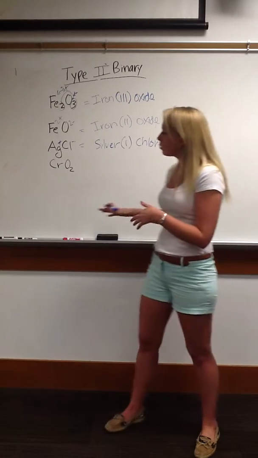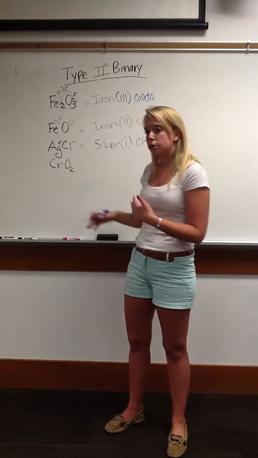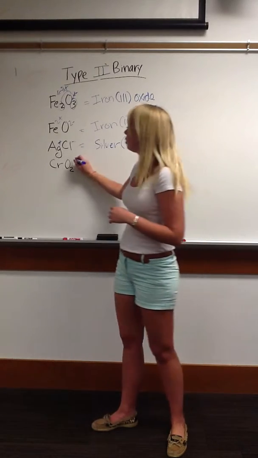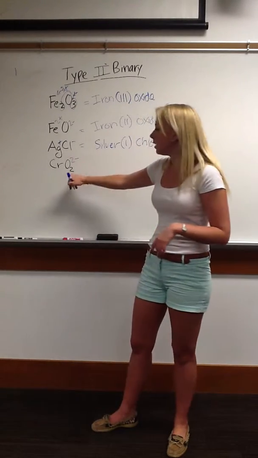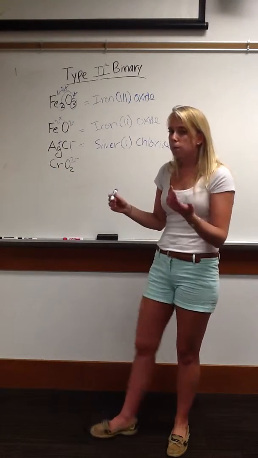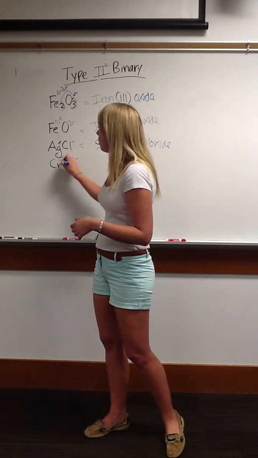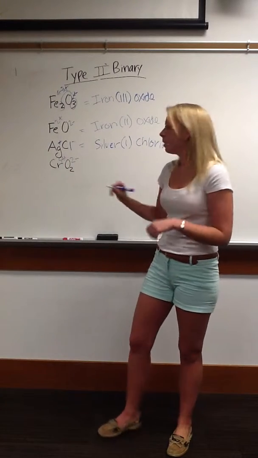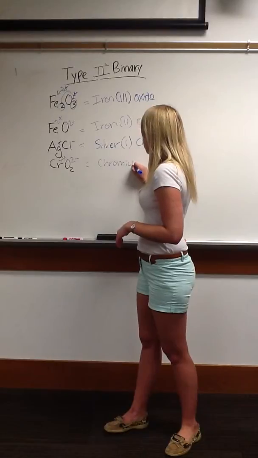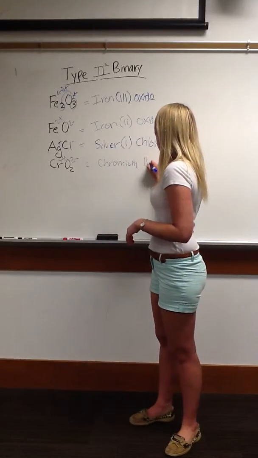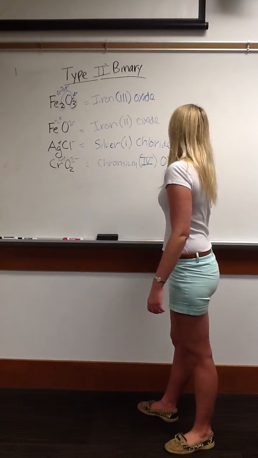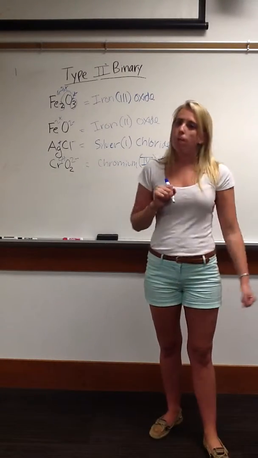The last one is CrO2. This one's a little weird. Oxygen has a 2- charge, and we needed 2 of them to make up for whatever chromium's charge is. So chromium is going to be a 4 positive charge. So this one is going to be chromium(IV) oxide. Hope that helped a little bit.